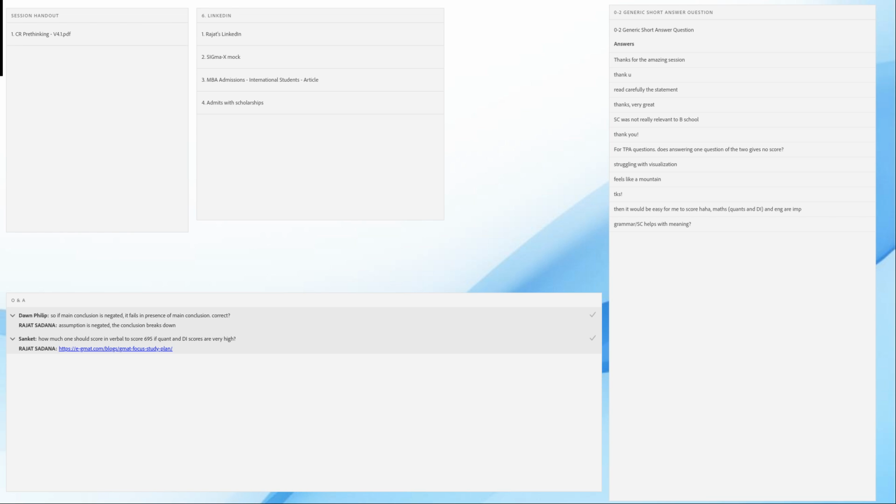So 253 means if you can get an 88 in quant, and 83 in DI, then you need an 82 in verbal. Grammar SC helps with meaning. So if you learn SC through the meaning-based approach, then yes, definitely it helps with meaning.